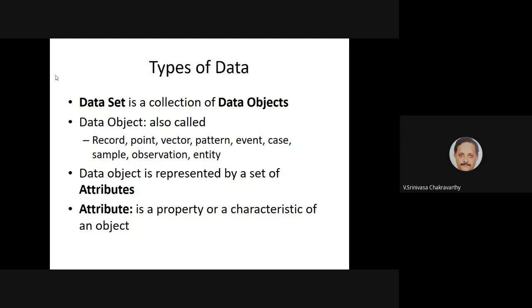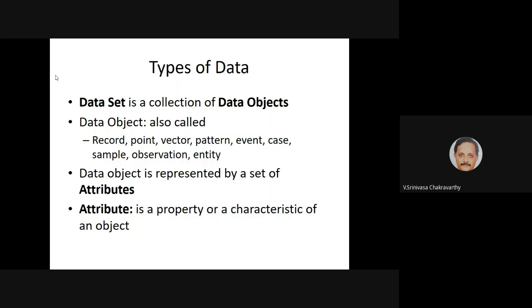A point, if you're presenting data as a point in n-dimensional space, is more geometric and mathematical terminology. Vector is also math terminology. Pattern is a word used more in machine learning and neural networks literature. Event, case, are more computer science. Sample is more from statistics. Observation is more from scientific literature. We talk about experimental observations. Entity is again from computer science.